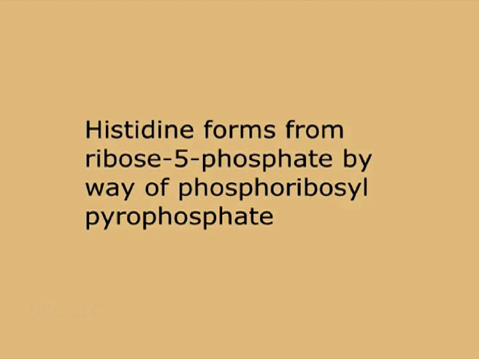The biosynthesis of essential amino acids occurs only in plants and microorganisms and usually requires a larger number of steps than pathways for the synthesis of non-essential amino acids. For example, histidine forms from ribose 5-phosphate by way of phosphoribosyl pyrophosphate.